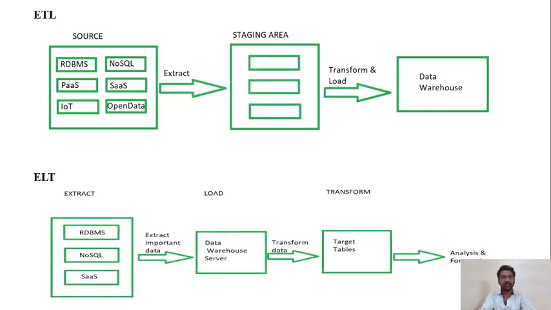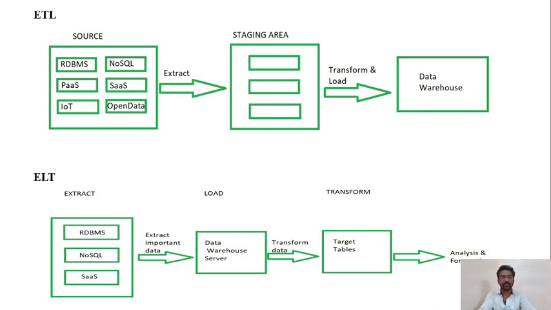If you take ETL, the sources will be RDBMS, PaaS, IoT, NoSQL, SaaS, and open data. All these sources will be extracted and stored in the staging area. Once the staging area has been completed, it will transform all the information into the data warehouse. So this is called ETL, which means extract, transform and load.